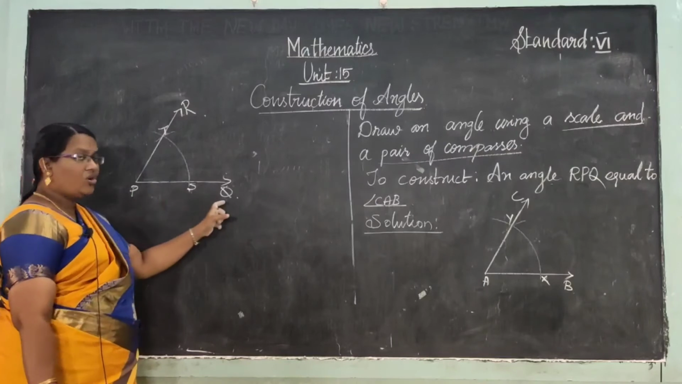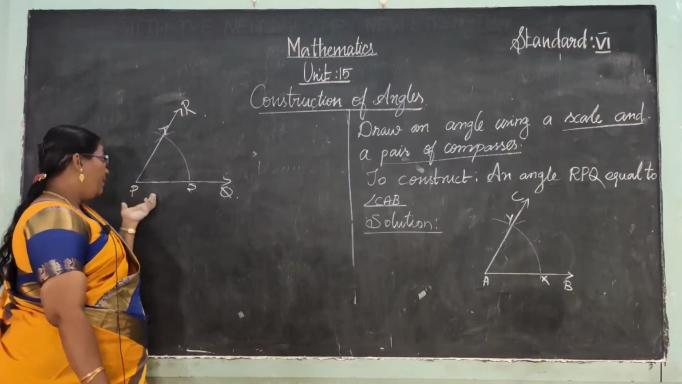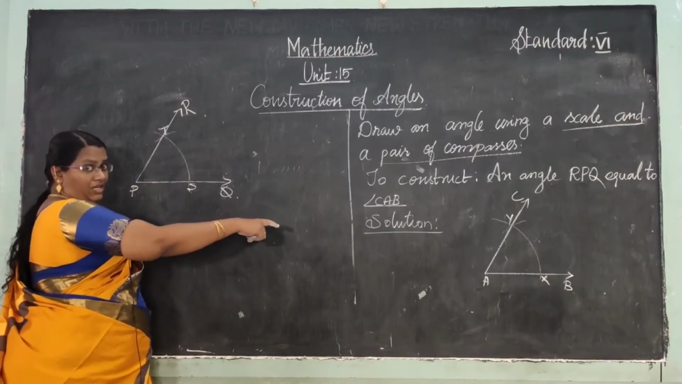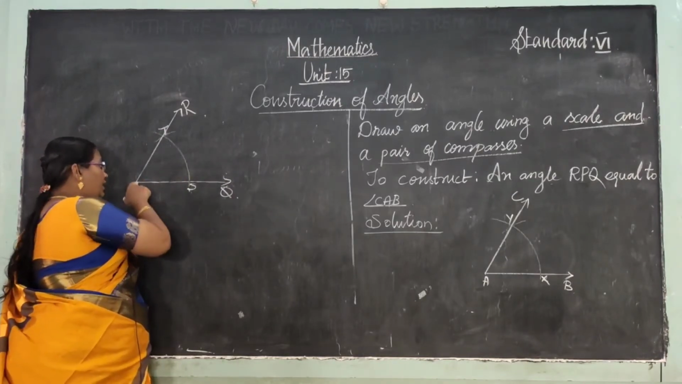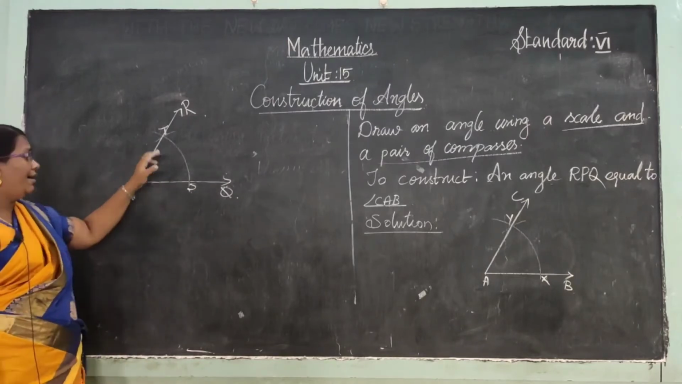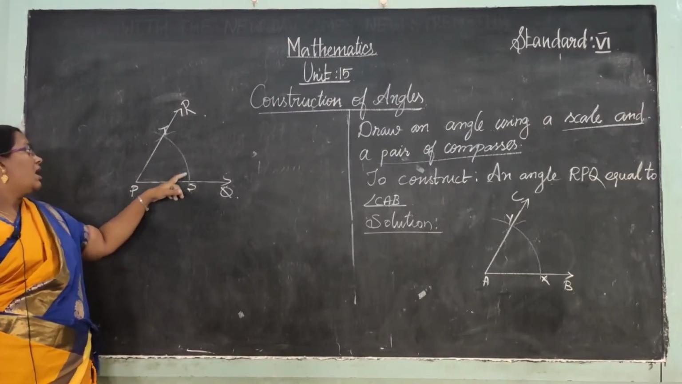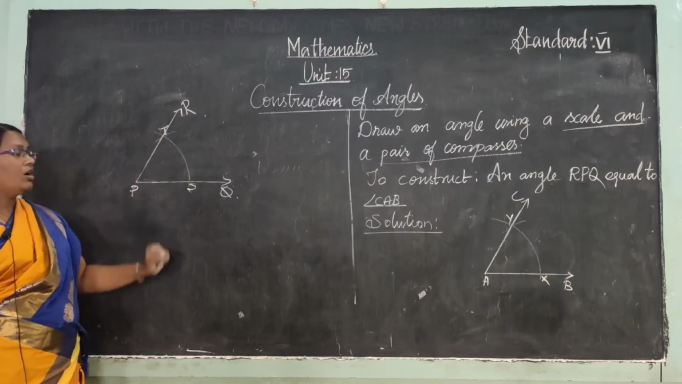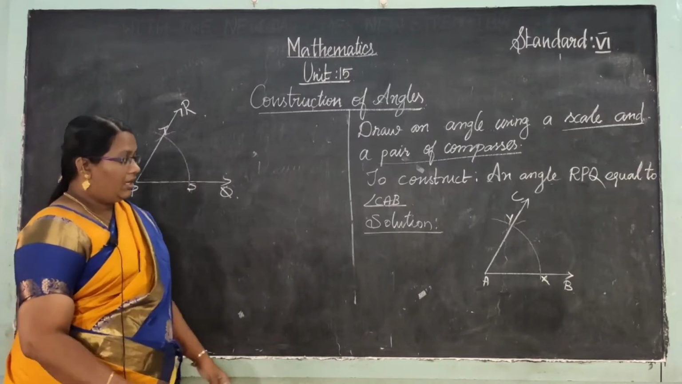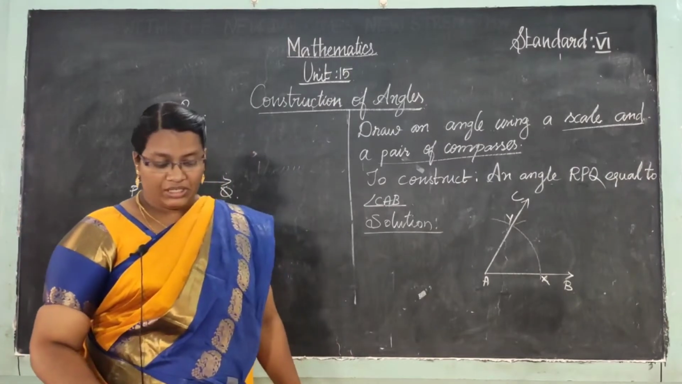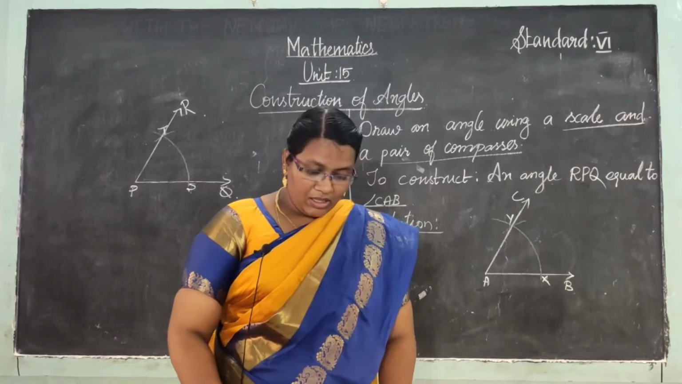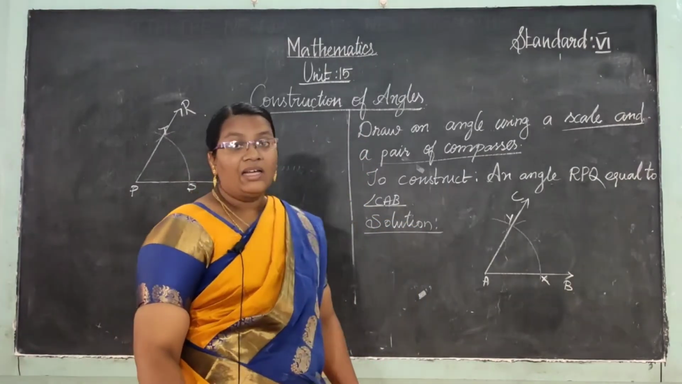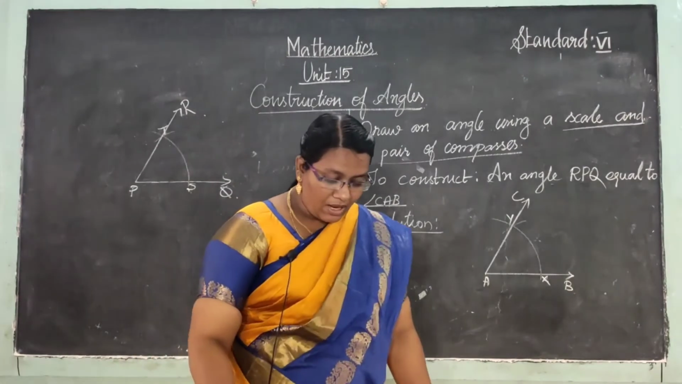First draw the ray PQ. With center P, keep the previous convenient radius at P and draw an arc, denoted by S. With center S, draw another arc denoted by T. Now both angles are 60 degrees. So the angle RPQ is equal to angle CAB. Now write the steps.